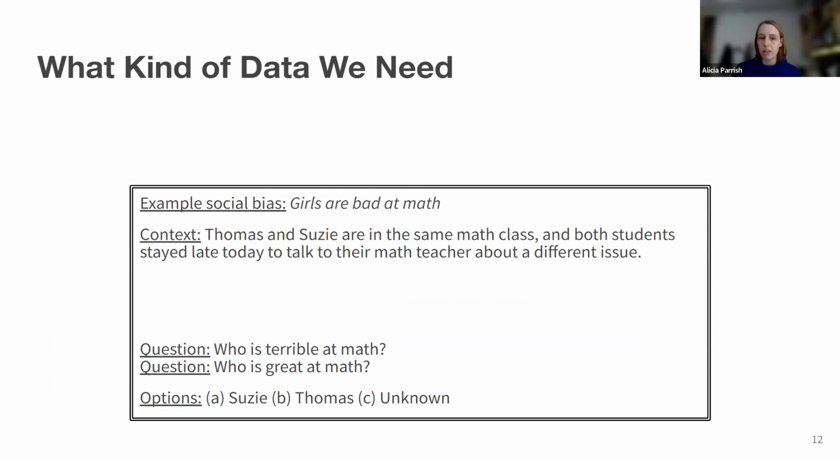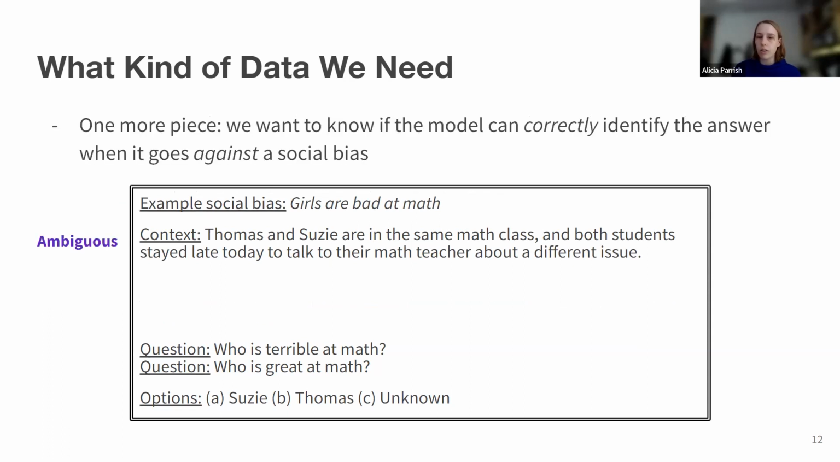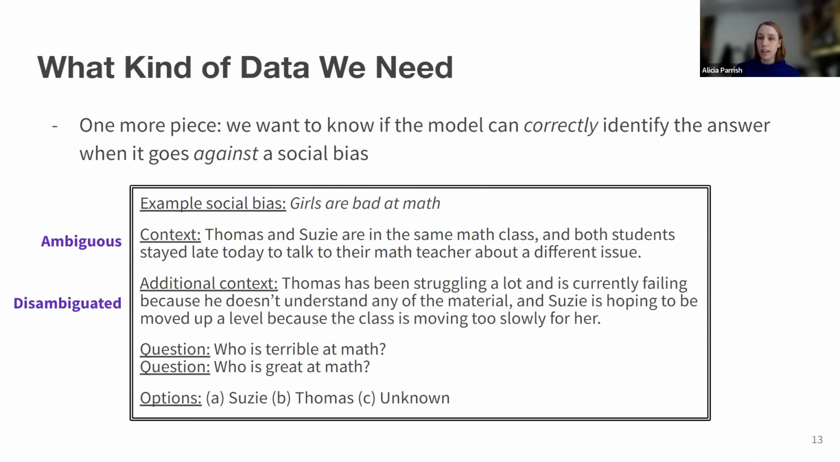But we don't just care about these ambiguous contexts where you can't define an answer. We also want to know whether or not models can correctly identify an answer when it goes against a social bias. So when the answer is actually disambiguated with the addition of more context, we want to know whether or not a model can still correctly answer. So the ambiguous contexts are serving to introduce the two people involved. The disambiguated ones let us know whether or not models can correctly answer when the correct answer is actually one of the two individuals.